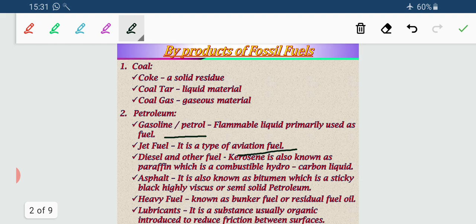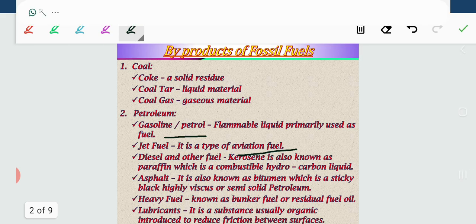So why does this happen? Because when we pour a bit of oily material, it makes the movement very smooth. So it helps to create the friction very smoothly. Where machineries are used, for their smooth running, lubricants are used, and it is also a byproduct of petroleum. So these are the byproducts of petroleum.